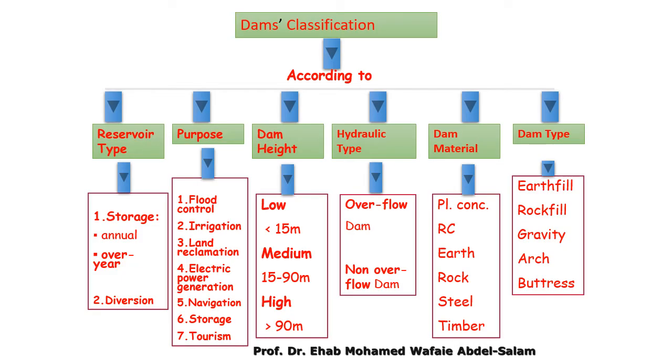Dam classification. According to reservoir type: storage, annual, over year, diversion. Purpose: flood control, irrigation, land reclamation, electric power generation, navigation, storage, tourism. Dam height: low, medium or high. Hydraulic type: overflow dam and non-overflow dam. Dam material: plain concrete, reinforced concrete, earth, rock, steel, timber. Dam type: earth fill, rock fill, gravity, arch, buttress and so on.